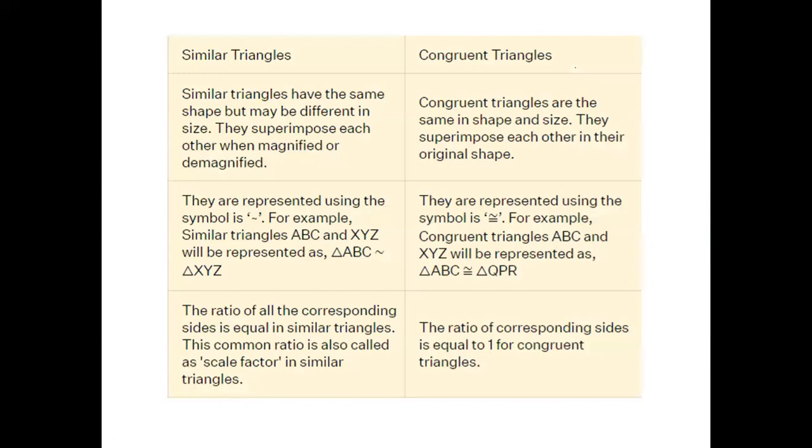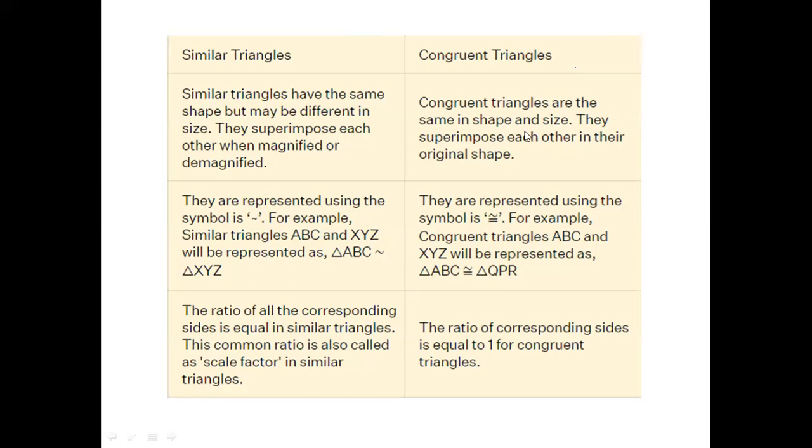So we want to see what is the difference between similar and congruent triangles. Similar triangles have the same shape, but they can have different size. Congruent triangles are the same in shape and size. Similar triangles are represented using the symbol for similarity, and congruent triangles use this symbol. So these triangles are congruent and here are similar.